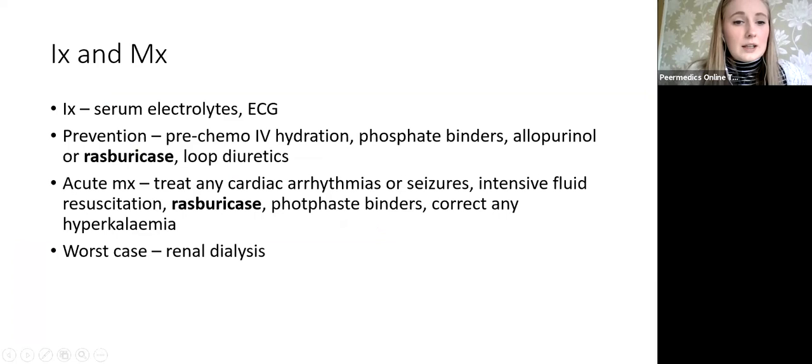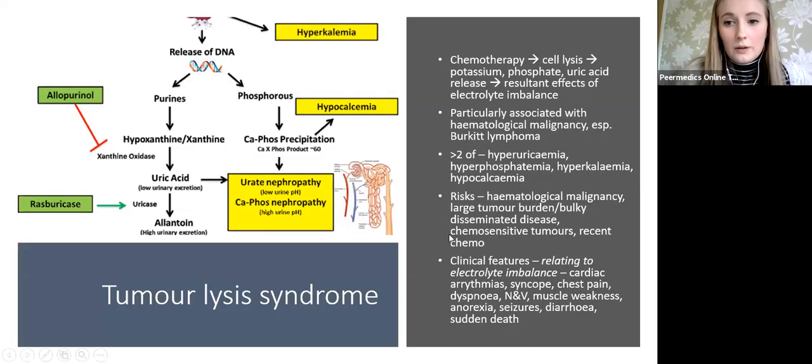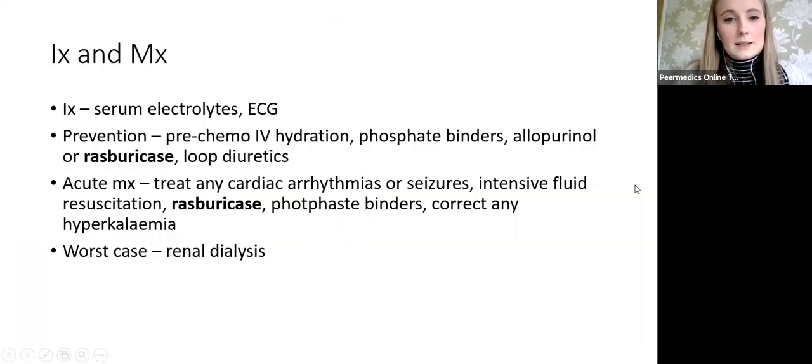So to investigate it, you're going to get serum electrolytes, looking for that hyperuricemia, hyperphosphatemia, etc. Do an ECG because obviously you're worried about cardiac function in this instance. And to manage it, you can prevent it by making sure the patient's quite well hydrated before you initiate chemo. Consider phosphate binders, allopurinol or rasburicase. I've highlighted rasburicase because obviously allopurinol we use in other things as well. Rasburicase, if I saw that I used to think, okay, that's tumor lysis syndrome.